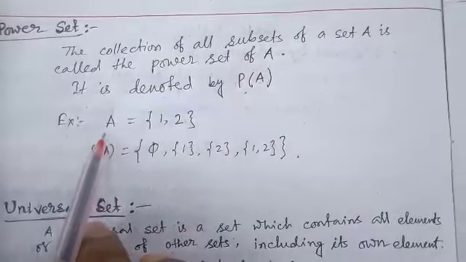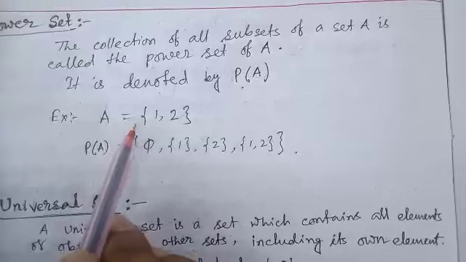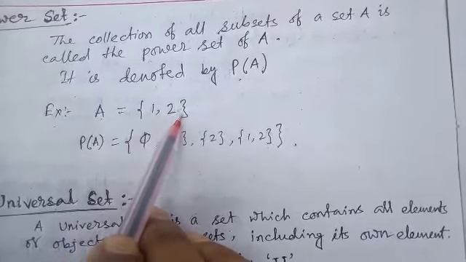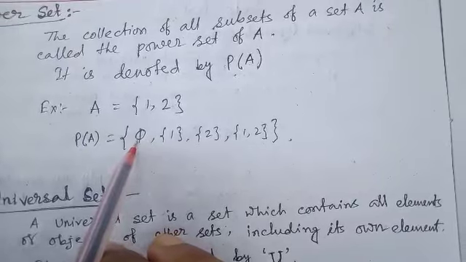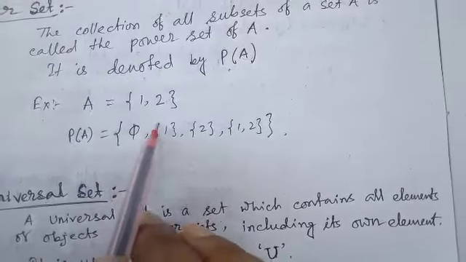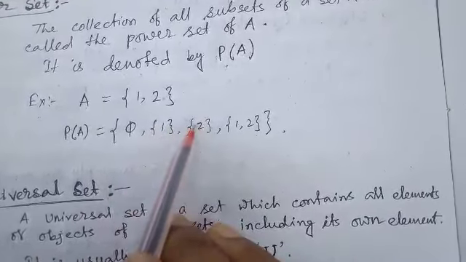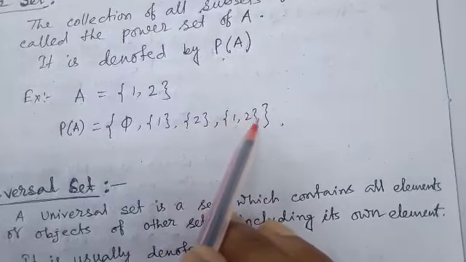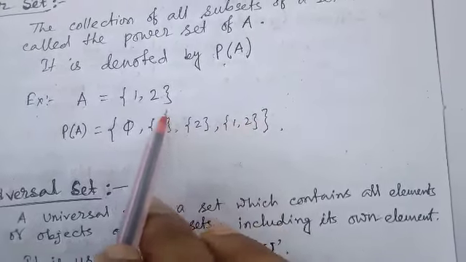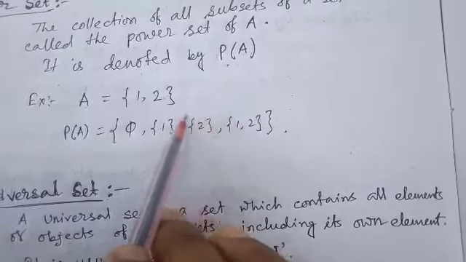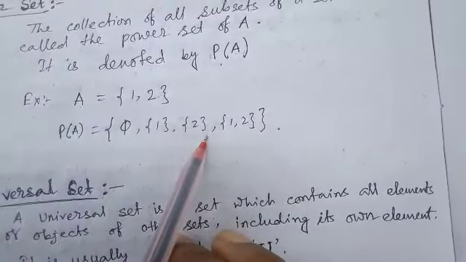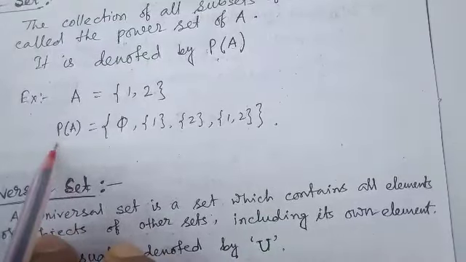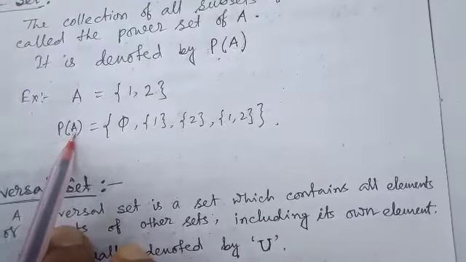Okay, suppose for example, A is your set and elements are 1 and 2. So its subsets are phi, which is a universal subset, and {1} is a subset, {2} is a subset, {1, 2}, the set A itself, is its subset. So this is the set of all subsets. That's why this is called the power set of A.